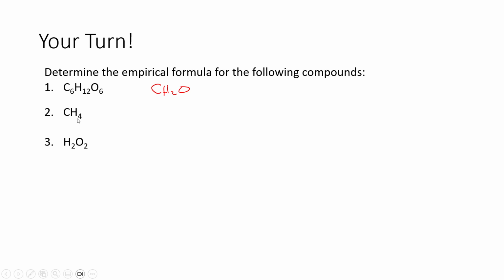CH4. We can't reduce that anymore. That is the empirical formula. So this one is what it is, CH4. And that happens to be methane. H2O2, we can divide each one of those by 2, and that just becomes HO.